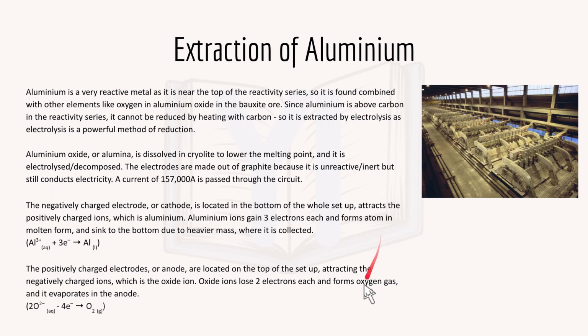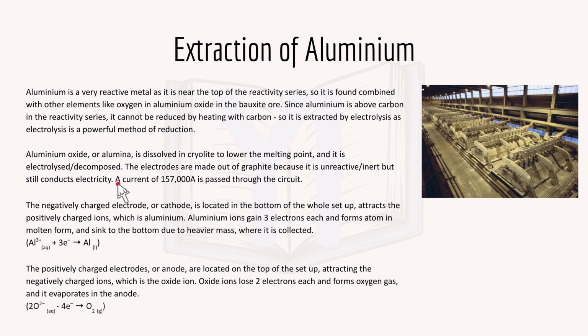Then we have some extraction of aluminium. Aluminium is a very reactive metal as it is near the top of the reactivity series. So it is found combined with other elements like oxygen in the aluminium oxide in the bauxite ore. And we need to use electrolysis. Aluminium oxide or alumina is dissolved in cryolite to lower the melting point of the whole molten solution, and it's electrolyzed or decomposed. And electrodes are made of graphite because it is unreactive and inert but still conducts electricity.